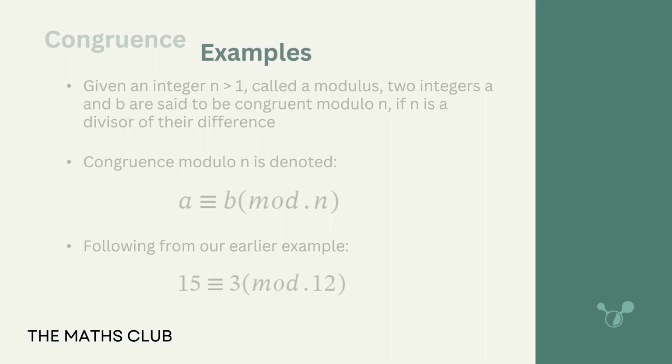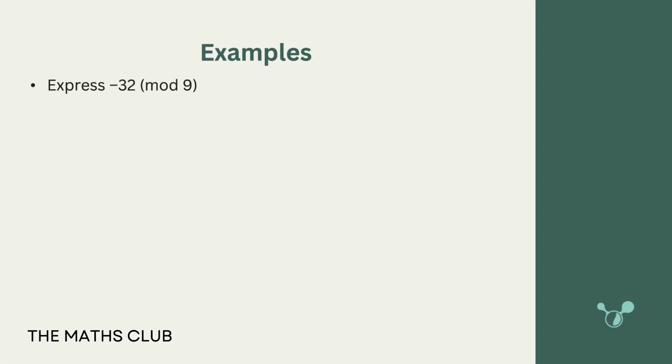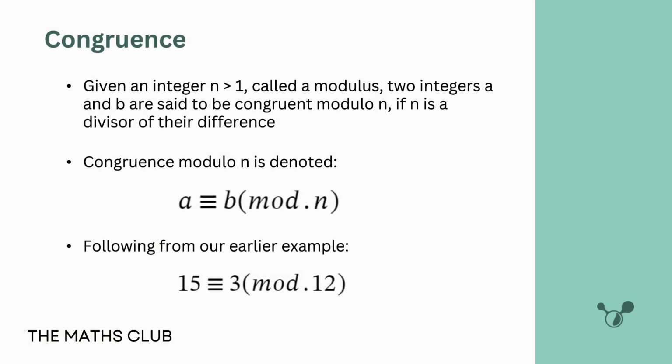So let's see. The first question is saying that express minus 32 in mod 9. So we want to express minus 32 in something that will look like B mod 9, just like here, we said we express 15 in mod 12. How do we do that? We said 15 divided by 12 gave us 1, with a remainder of 3. So it's the remainder portion that we're interested in. So we said 15 is congruent to 3 mod 12 because the remainder in that case was 3.